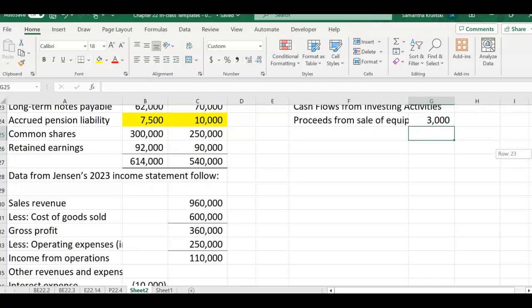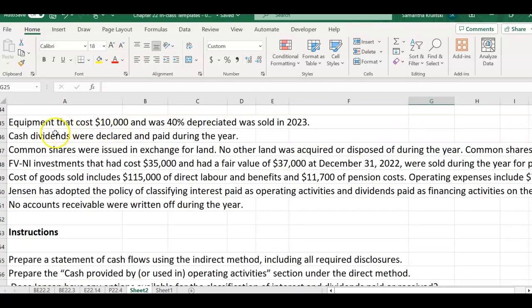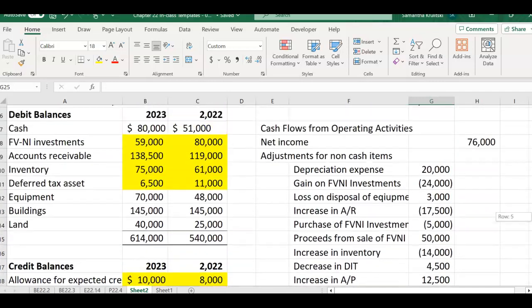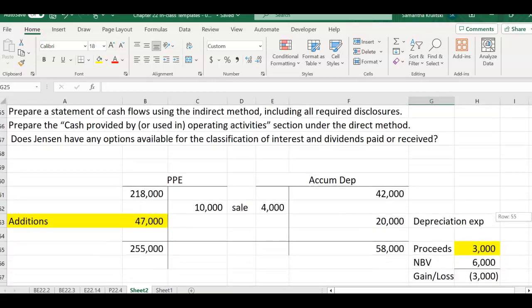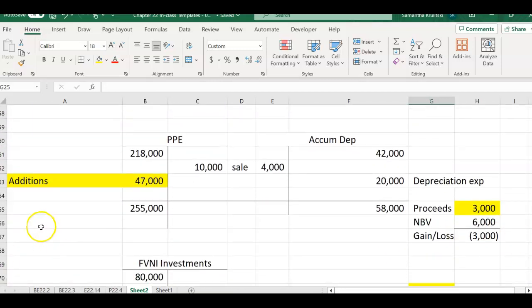So I'm going to come and I'm going to read some of these details again, and I can see common shares were issued in exchange for land. No other land was acquired or disposed during the year. Okay, so our change in land, if we come up here, our land has increased by $15,000. So if we come down here, we've got additions. Okay, so we've got additions of total, $47,000. We had it in exchange.